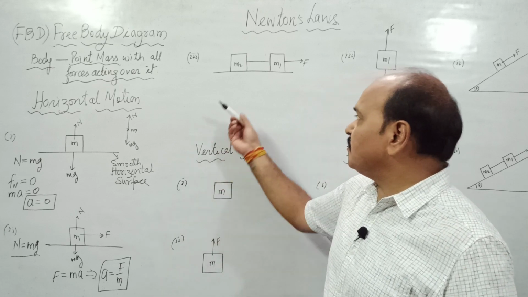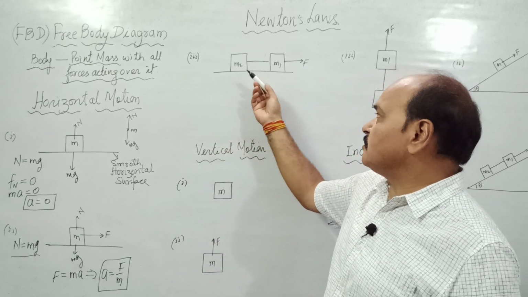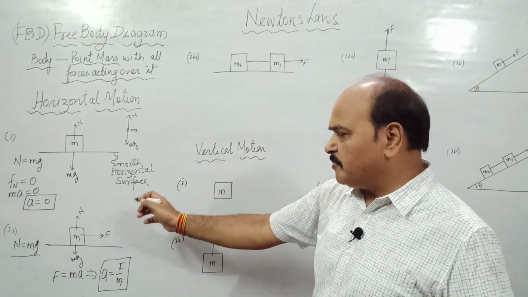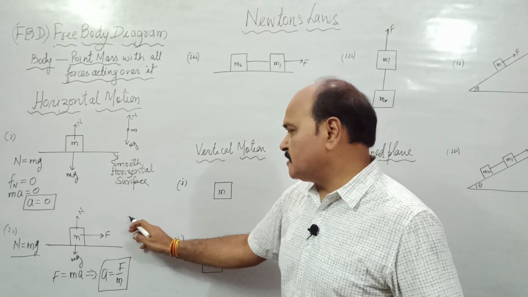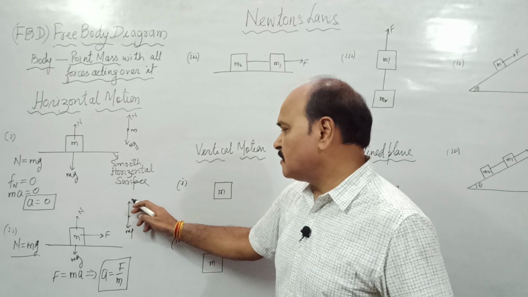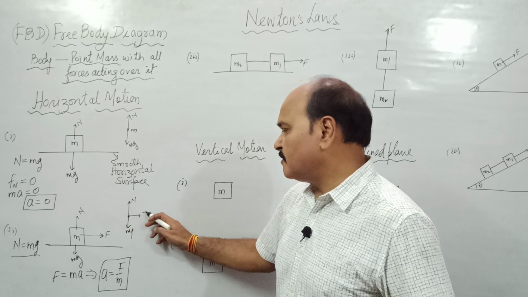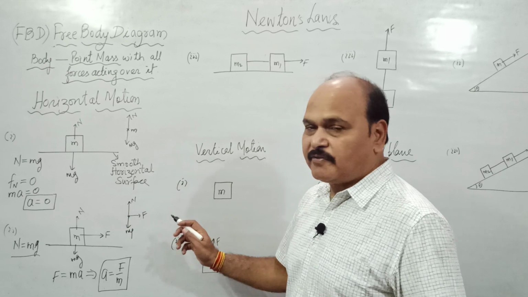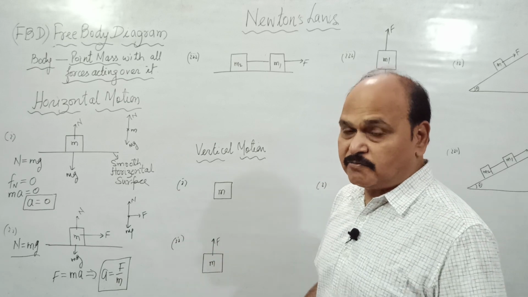Well, this is situation number 2. You can also make the free body diagram, which I have not made. This is m. You can show this is mg, this is your normal reaction, and this is force F. They cancel each other. Net force is F, and net force is equal to mass into acceleration. That way we get the acceleration.